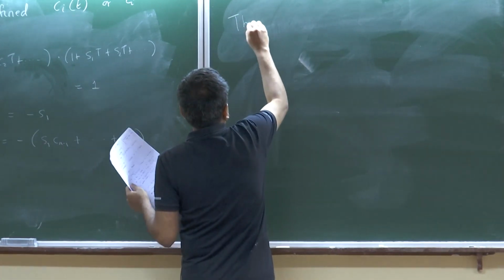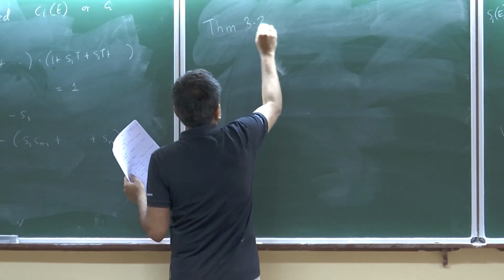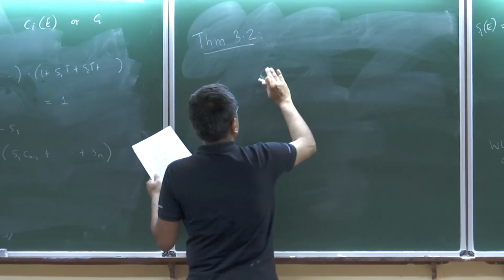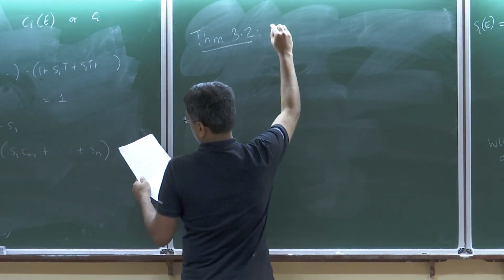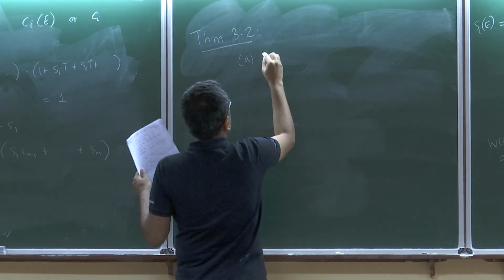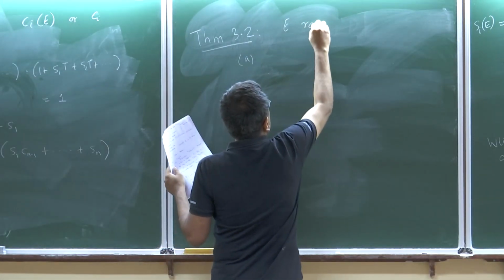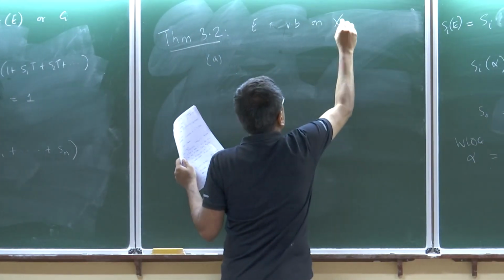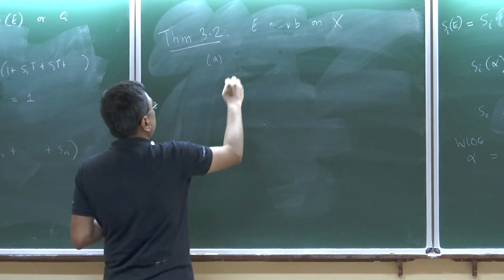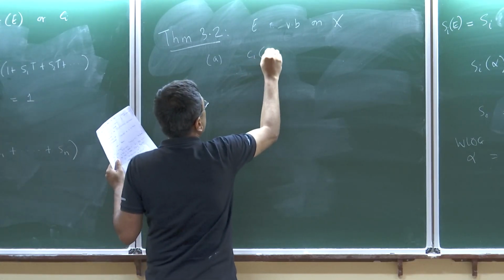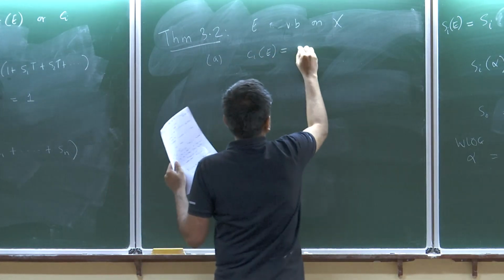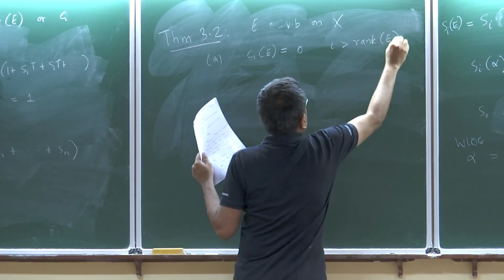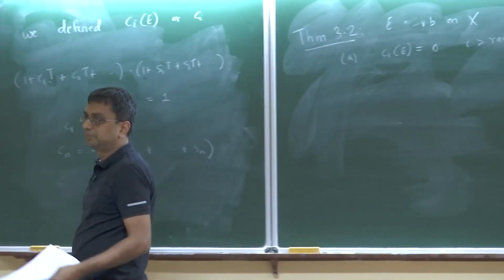So okay, this is the theorem we want, theorem 3.2. So for all E, now X is any scheme. So first property we have, E is a vector bundle on X, and we want to prove this list of properties. So first is that Ci of E equals 0 if i is greater than the rank of E. Okay, this is not at all obvious.